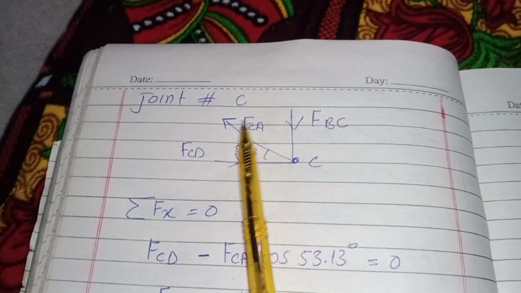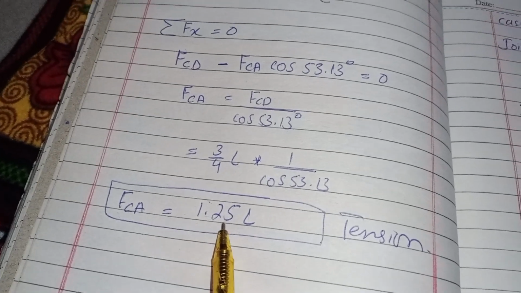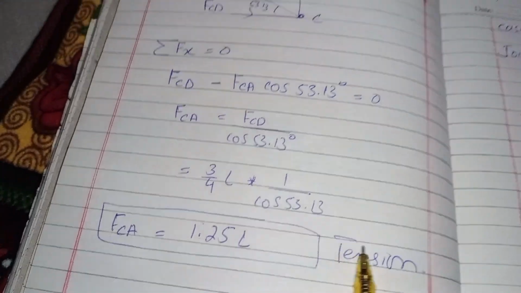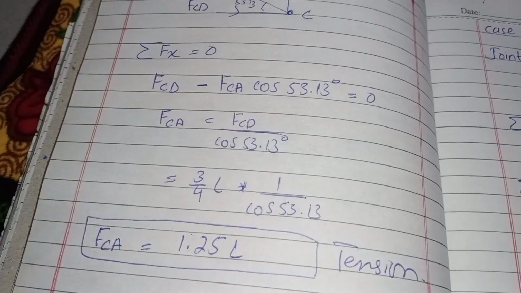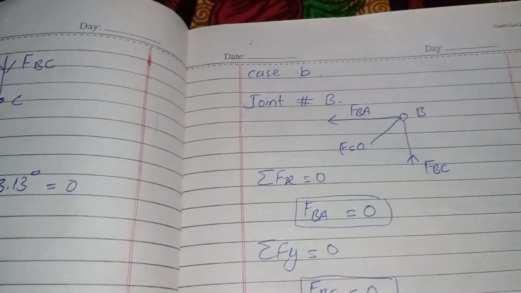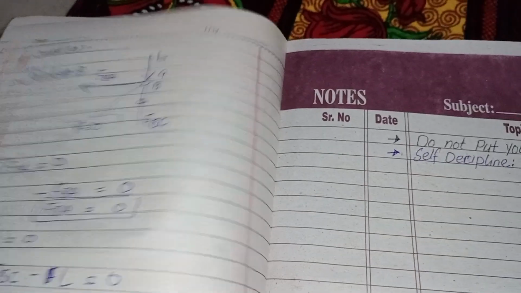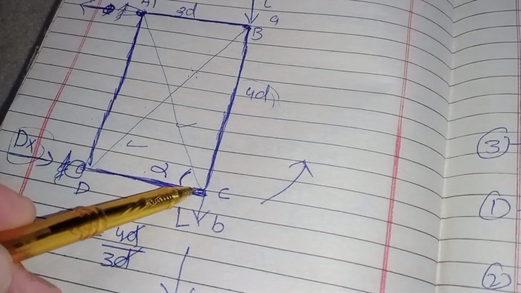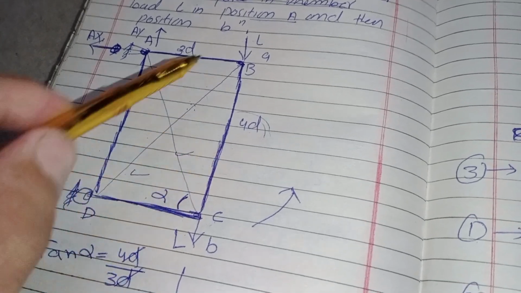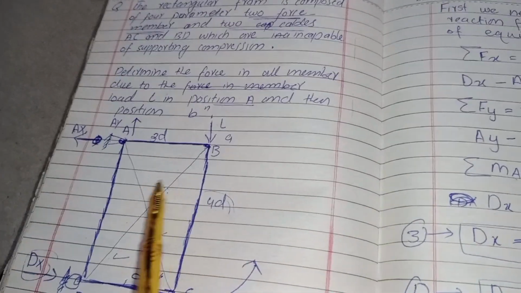I assumed that this force FCA is in tension. That's why the answer with a positive sign means that my assumption was right. It is in tension. Okay. Now I want to analyze all the joints in case B. So if the load acts on joint C, then how much force is on this member, this member, and this member.